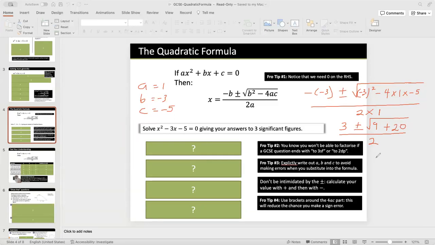Now you solve it. 9 plus 20 is 29. You solve the positive first: 3 plus root 29, divided by 2. Then you solve the negative. It depends on the order you prefer, but you can solve the negative first too. That gives you 3 minus root 29 divided by 2. Can you see? These are the two answers. You can put that in the calculator straight away, then you will get it right.